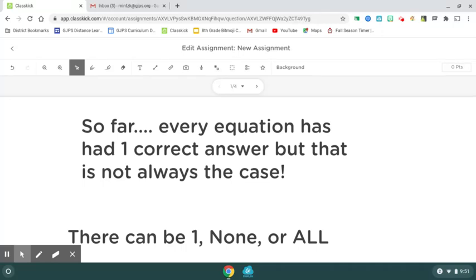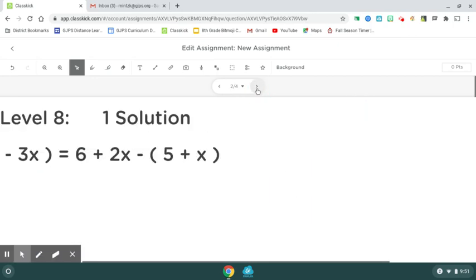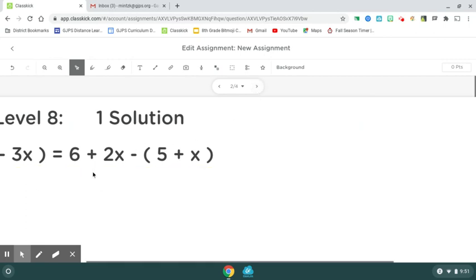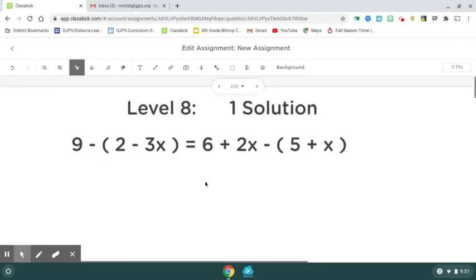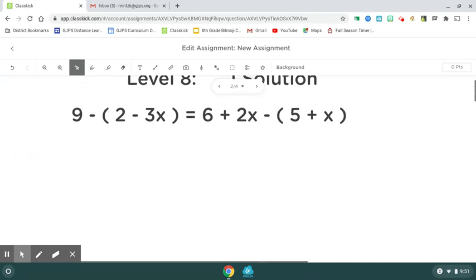There can be one solution, like what you guys have done previously. There could also be no solutions, or all solutions, where all numbers possible would work. So let's explore a little bit more into that. This is just a review of what one solution would look like. Okay, so let's go through this together.